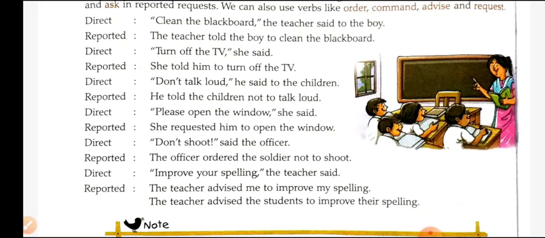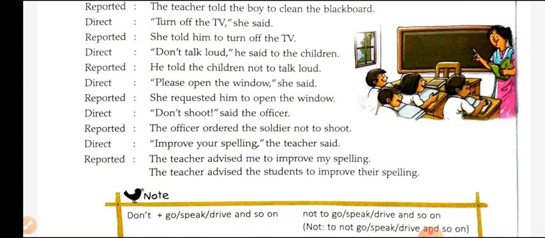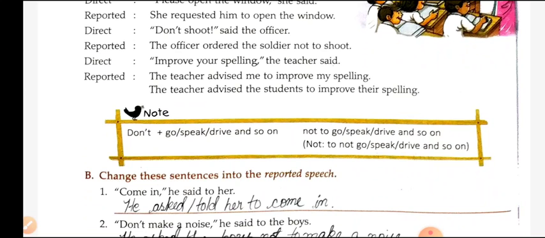Direct: "Don't shoot," said the officer. Reported: The officer ordered the soldiers not to shoot. Direct: "Improve your spelling," the teacher said. Reported: The teacher advised me to improve my spelling. The teacher advised the students to improve their spelling. Note: don't plus go, speak, drive and so on becomes not to go, speak, drive and so on, not "not to not go."